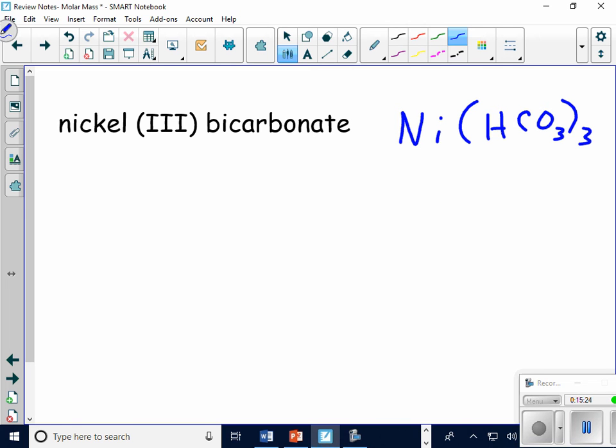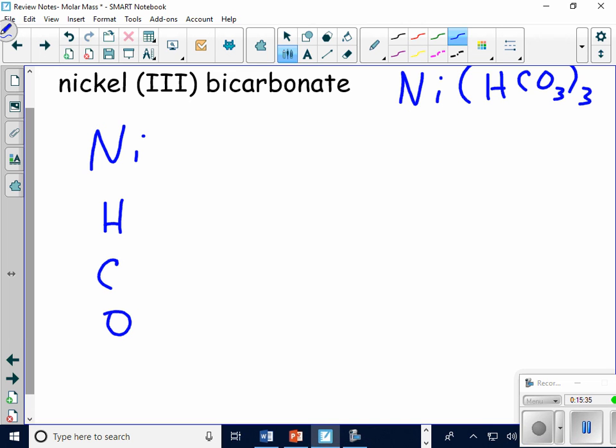So, once again, individually, I have nickel, I have hydrogen, I have carbon, I have oxygen. So I got 4 of them here to work with. So, nickel, I only have 1 nickel. Each nickel is going to give me 58.6934. So that's going to be 58.6934.